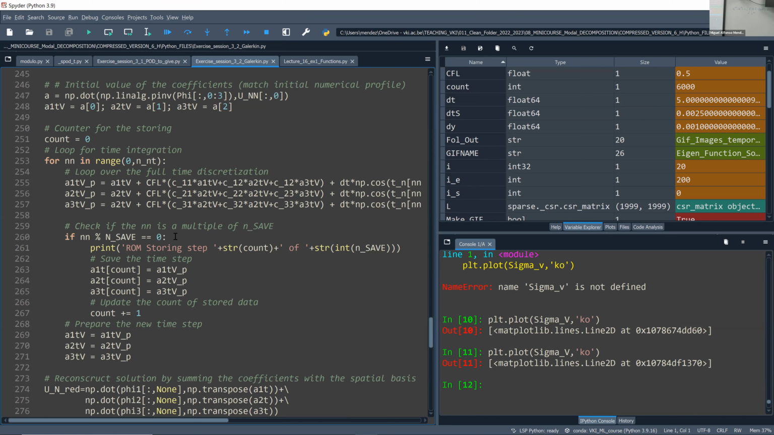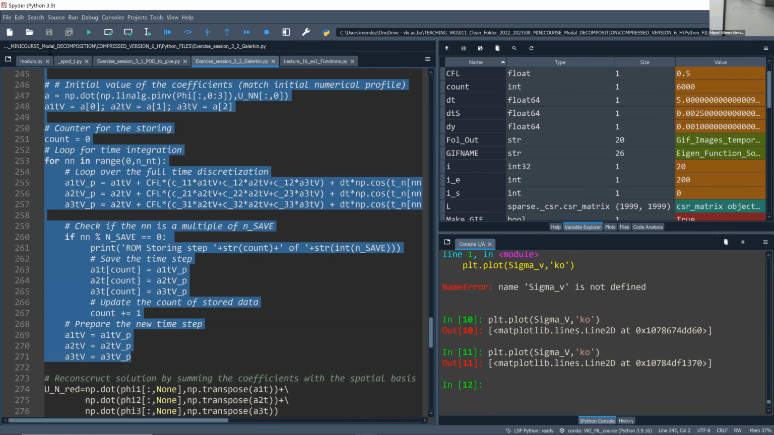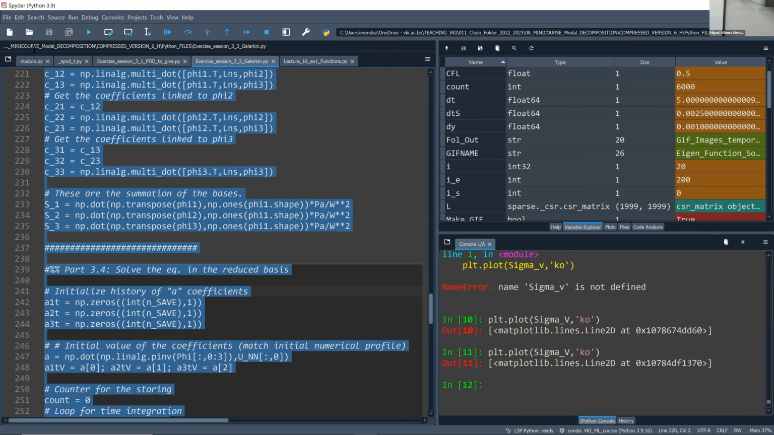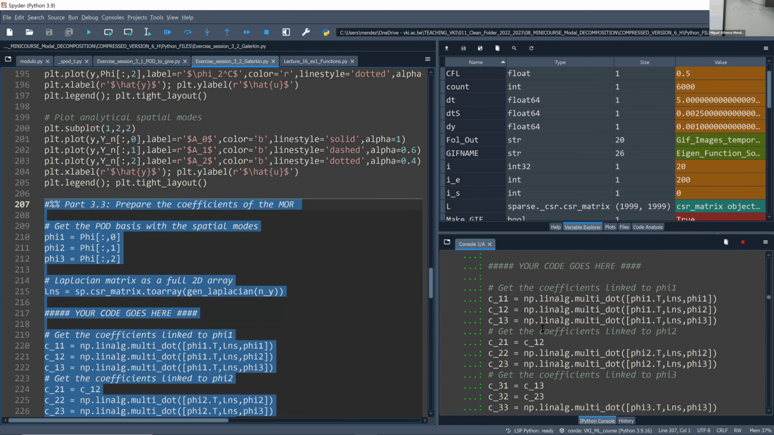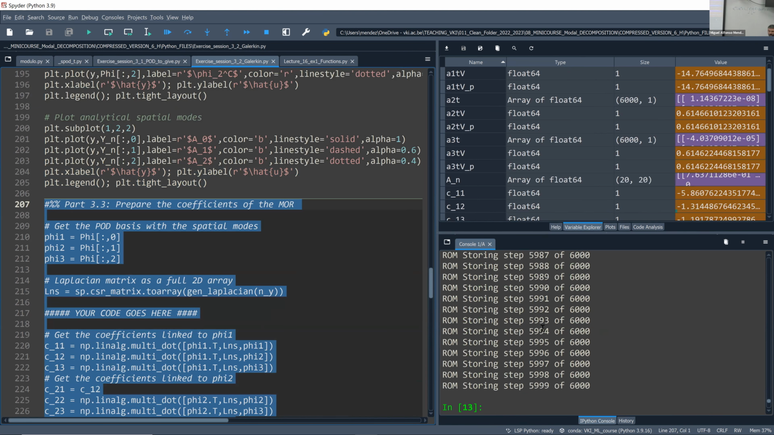Can you run until line 274? So this block here. It should hopefully go much faster than before, because now you're advancing 3 numbers and not 2000.